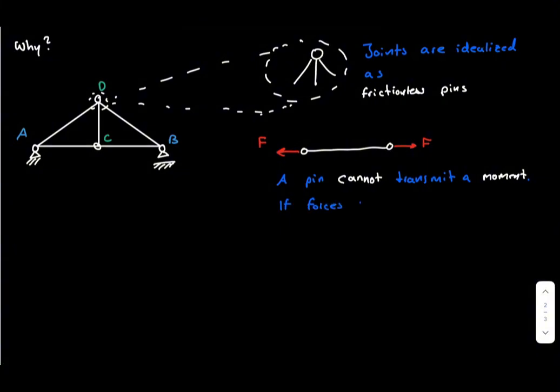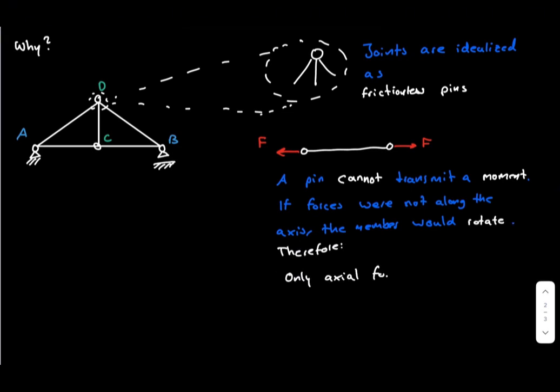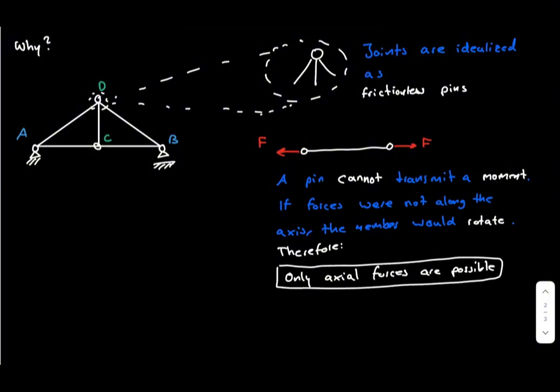Now imagine one individual member. If the forces at its two ends were not aligned, the member would rotate. The only way the member can remain in equilibrium is if the forces act exactly along its axis. That means every member carries only an axial force. There is no internal shear force and no internal bending moment.